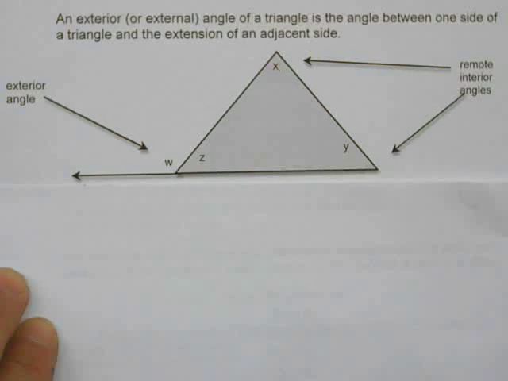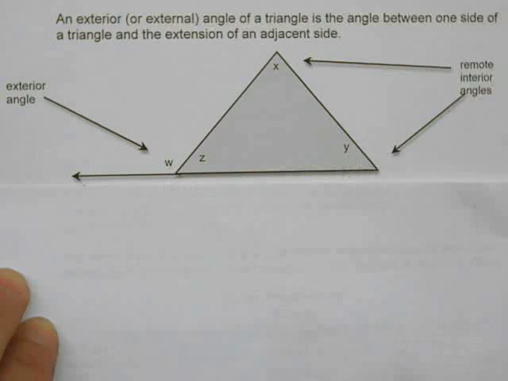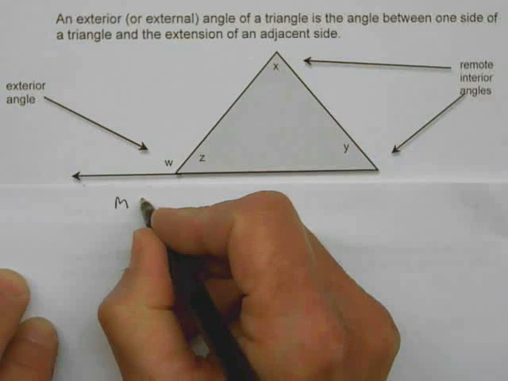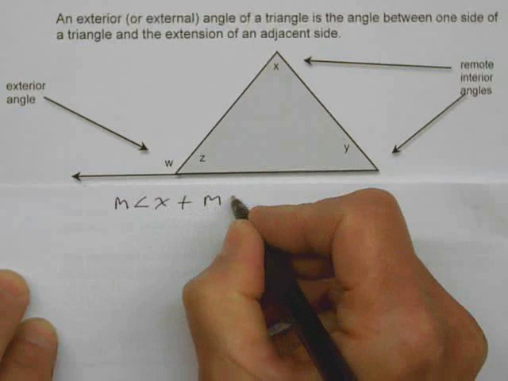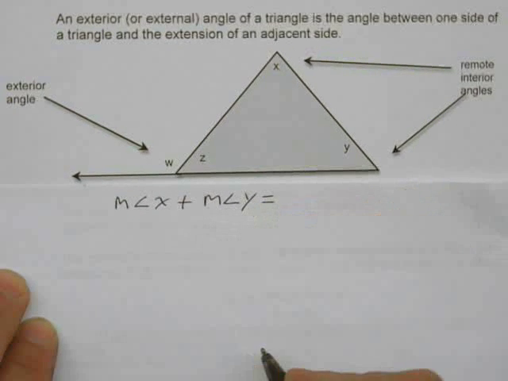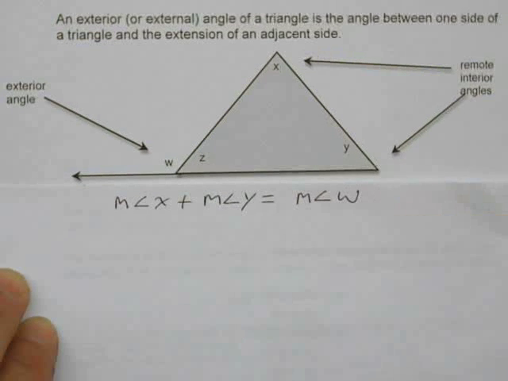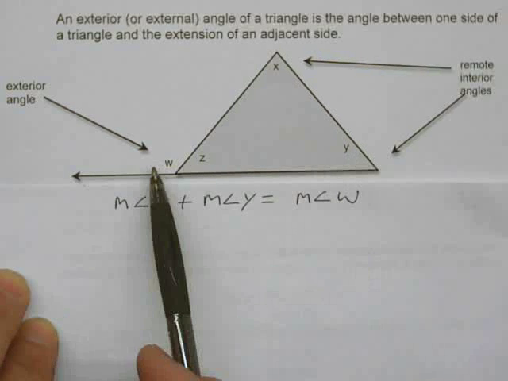And at this point you're probably thinking, well, why do I care about that? Well, the reason you care about it is because it's a very interesting relationship between these remote interior angles and this exterior angle. And what that relationship is, very simply, is this: if you take the measure of those two interior angles, that would be the measure of angle X plus the measure of angle Y, that actually ends up equaling the measure of angle W. In other words, if I add X and Y together, what they measure, they will equal W.